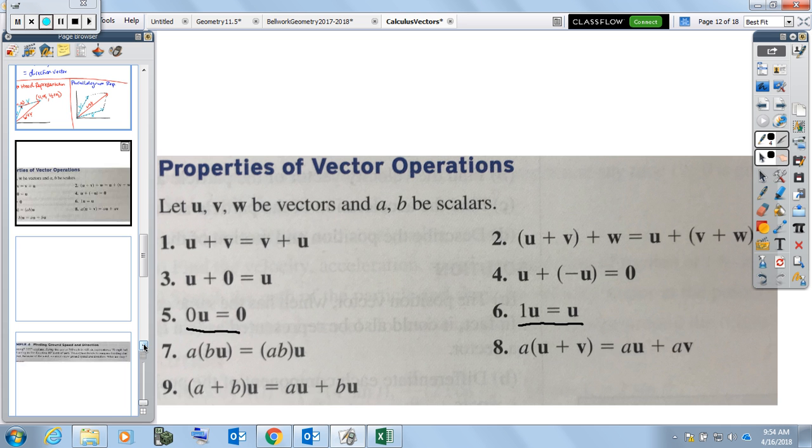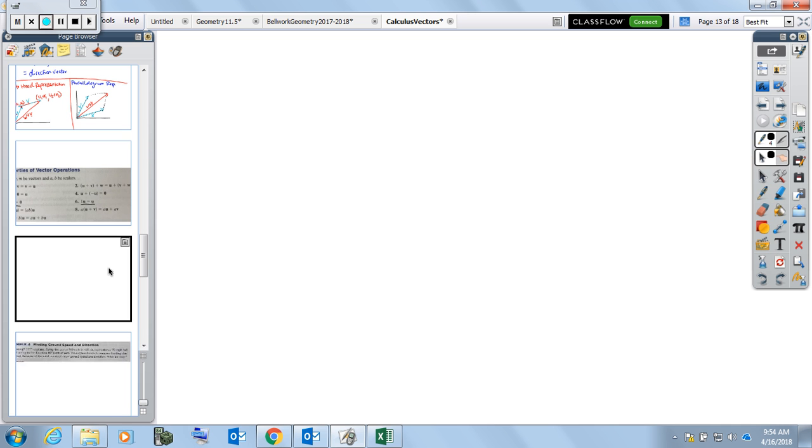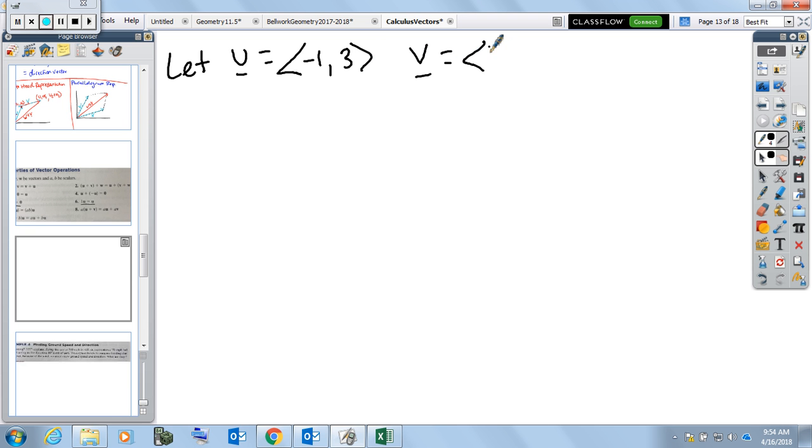And we're going to take a look at a couple examples here. So our example, let the vector u equal the component form of -1, 3, and let the vector v equal the component form of 4, 7. I want to go ahead and find the following. So part A, my goal is to find the scalar 2 times vector u plus 3 times vector v.